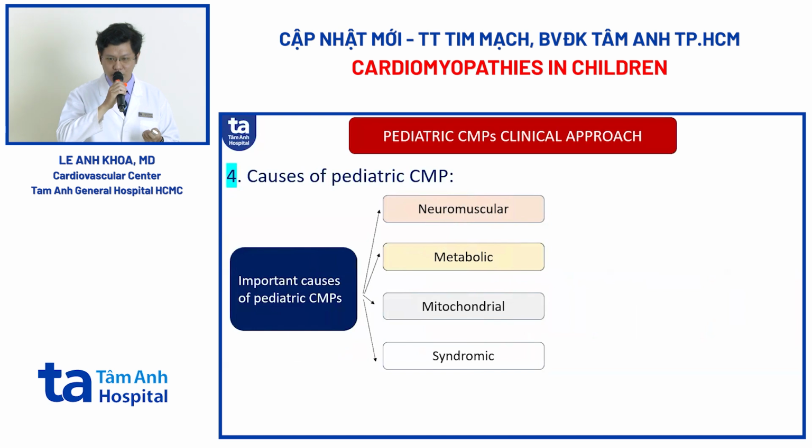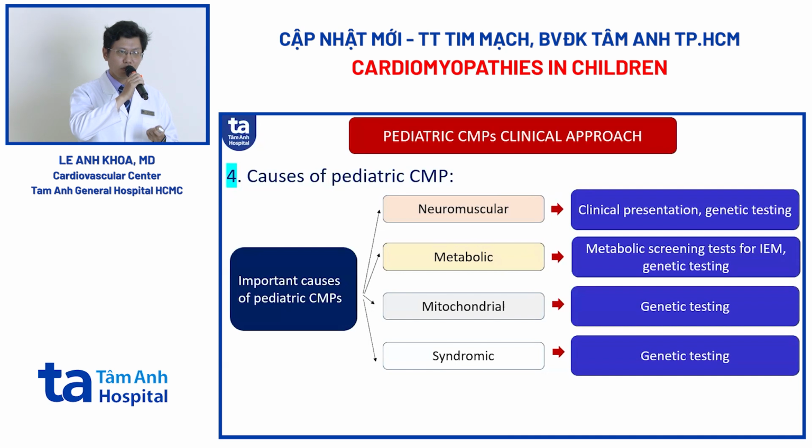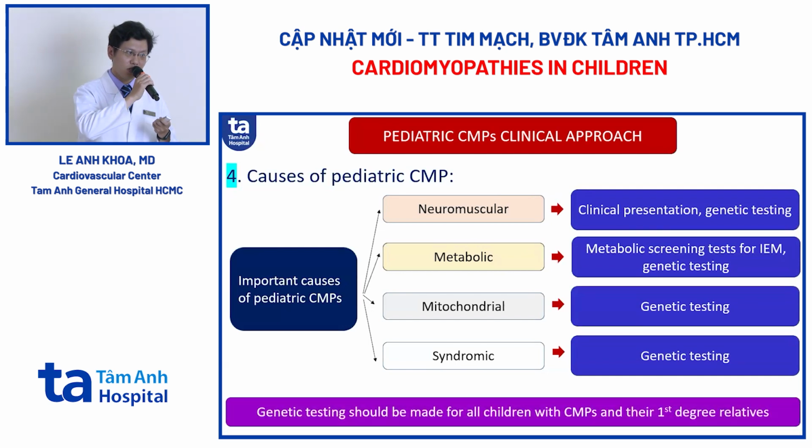Some important causes we might have to find or exclude are neuromuscular, metabolic, mitochondrial, or syndromic causes. With these tests here, we see that genetic testing is very important and should be done for all children with their first degree relatives.